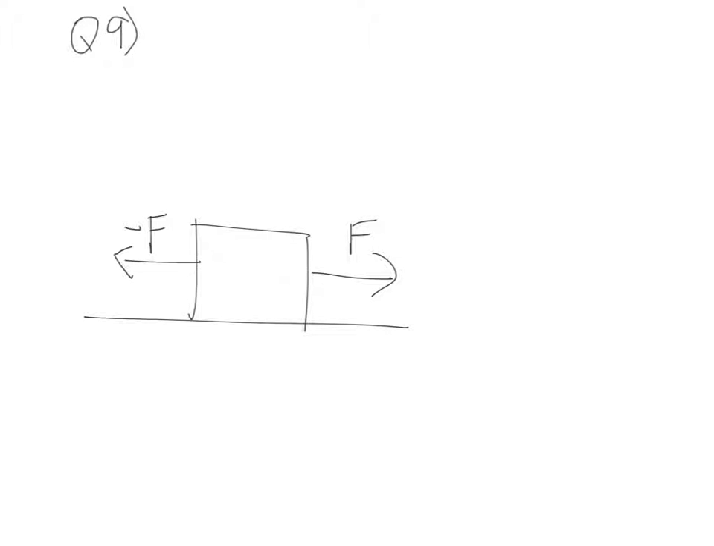Now, number 9 is dealing with the same block as in number 8, and it's asking, is it possible that the block is moving? Now, I told you in question 8 that the acceleration is equal to 0 meters per second squared. That does not mean that the velocity is 0. That just means that the velocity is not changing. So is it possible that it's moving? Yes. It is possible that it's moving with a constant velocity. It could be moving at 5 meters per second, 10 meters per second, or it could be moving at 0 meters per second and not moving.